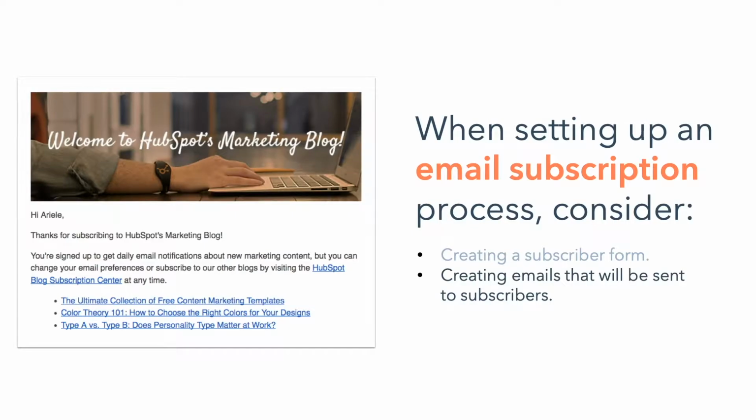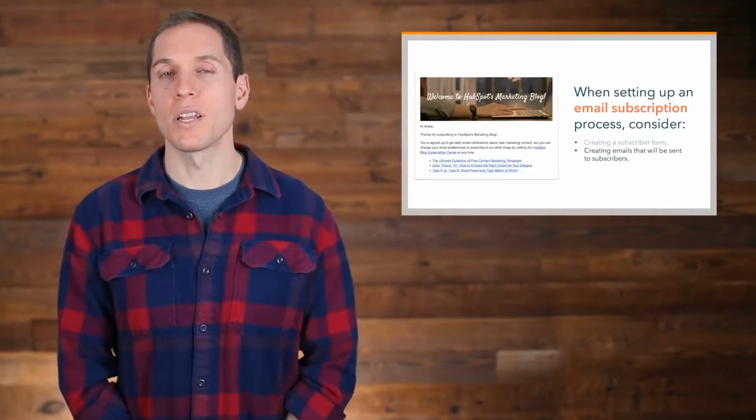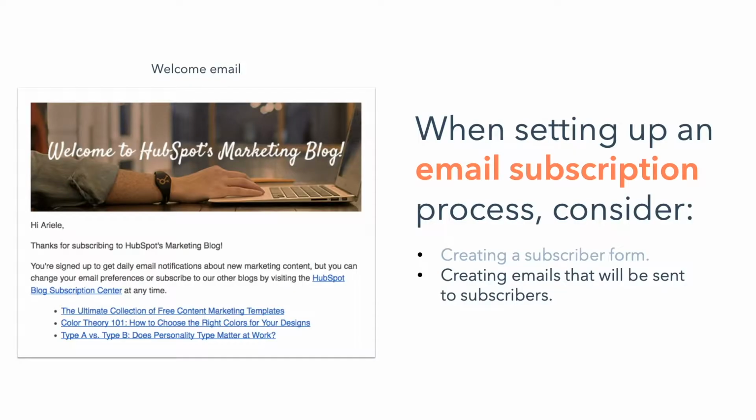Next, create emails that will be sent to subscribers once they sign up for your blog. There's two things to consider here: a welcome email and ongoing emails. First, send an automatic welcome email to anyone who subscribes to your blog. And make sure it's from a real person. This will feel more human. In this email, consider thanking them for their interest, reminding them what they signed up for, allowing them to manage their subscription. It's required by law to allow email recipients to easily unsubscribe from your marketing emails, and offering some helpful links to your content.